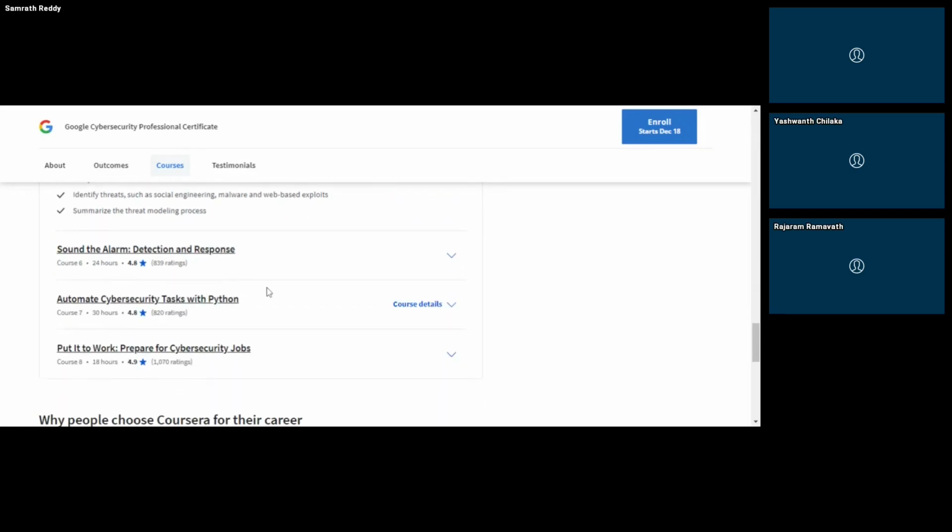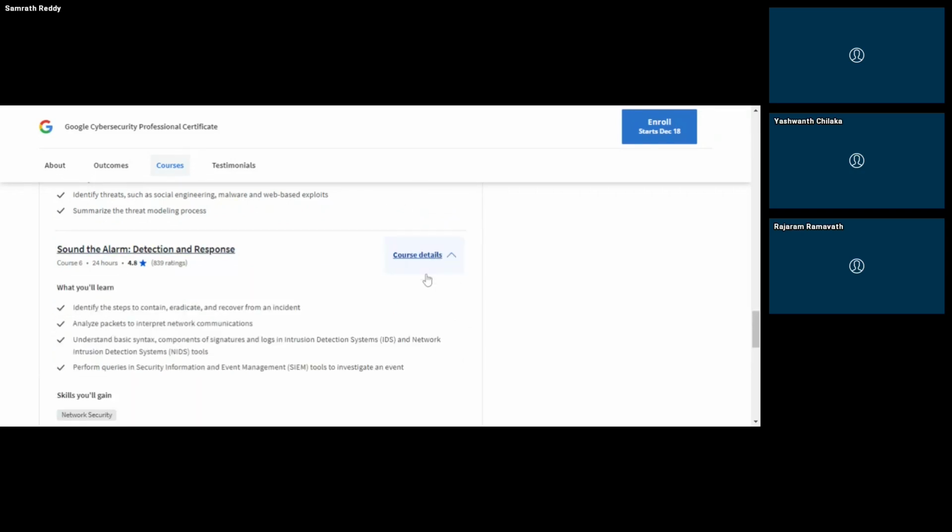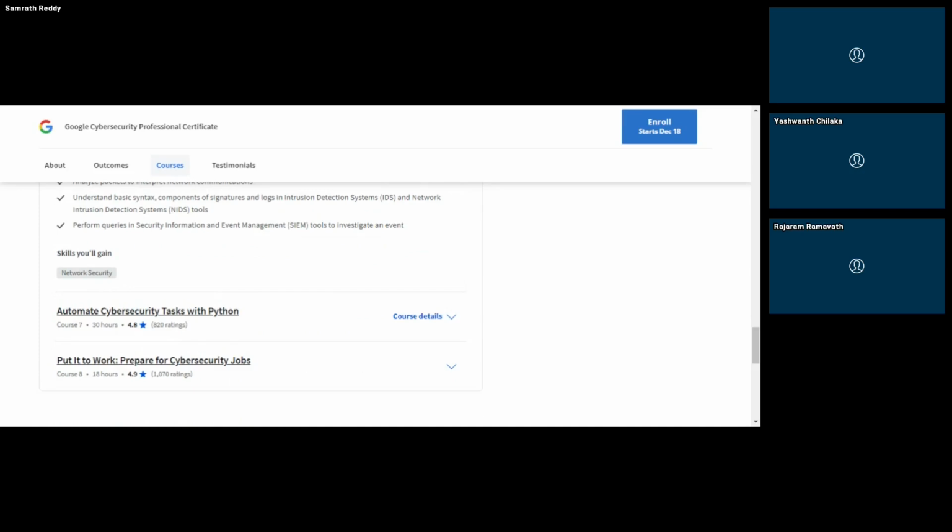And the course 6 actually deals with what you should do whenever an attack has happened, and how you get alerted, like the log systems and the management tools used in the industry. Most probably the detection and response course is for the persons who are going into a cybersecurity role. And here you can see, automate cybersecurity tasks with Python.